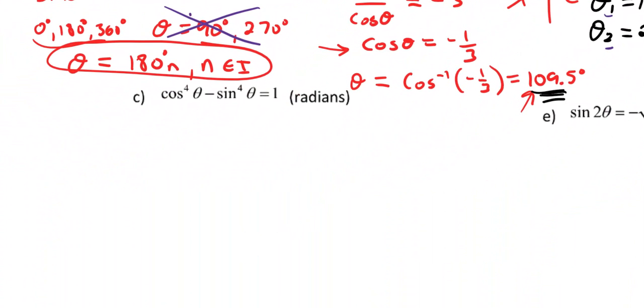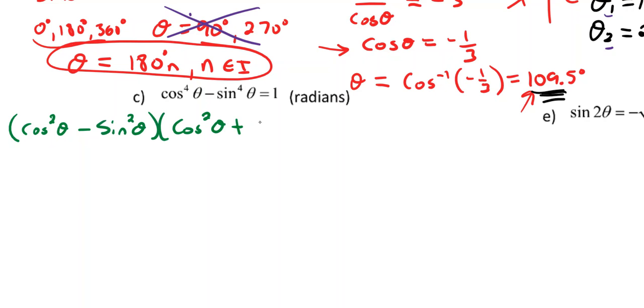But I am going to factor this, right? So we're going to do a difference of squares. So this would be, I'm going to give myself more room this time, cos squared theta minus sine squared theta, and then cos squared theta plus sine squared theta. All right, and that's all equal to 1.